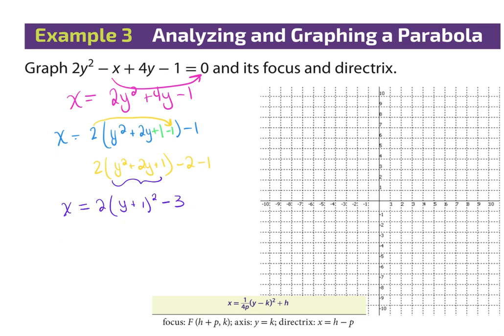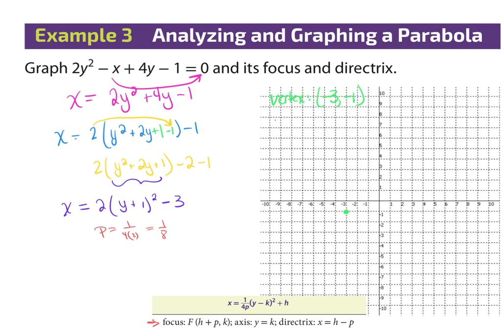So, all right, I am going to go ahead and write out what my P is. My P is going to be 1 over 4 times my A. So my P is going to be 1/8, right? And then I'm just going to do this process to find my focus and my directrix. If I want to find all my pieces, my vertex is still HK, but this is a Y one. So my H is negative 3 and my K is negative 1. Okay, so if I'm graphing this, my vertex is negative 3, negative 1.